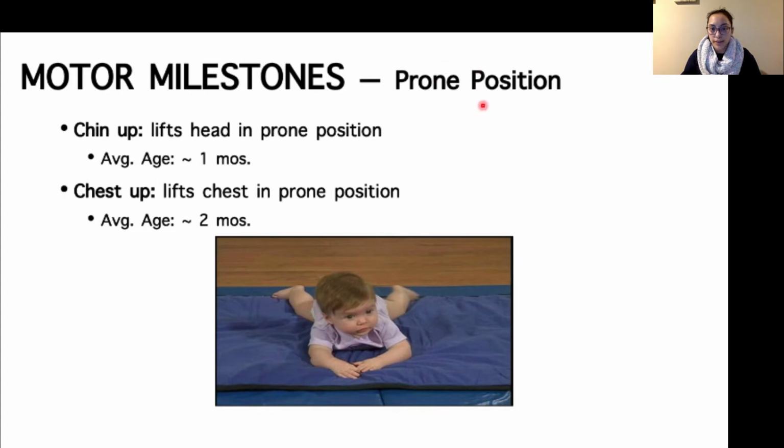Milestones are going to start in the prone position with chin up and chest up. So usually around 1 month, if you put a baby on the floor in a prone position, they should be able to lift their chin up. At about 2 months, they should be able to support their body weight a little bit better with their arms, lifting their chest off of the floor.